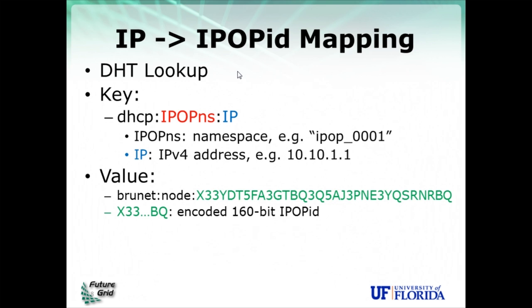In the case of IPOP, the specific key and values that are used are as follows. So the key is a concatenation of a keyword, DHCP, with a namespace and the IP address separated by colons. And the value is a string that has again a keyword, brunette node, followed by a 160-bit IPOP ID encoded in ASCII format. So that's the long string that you see in green in this example.